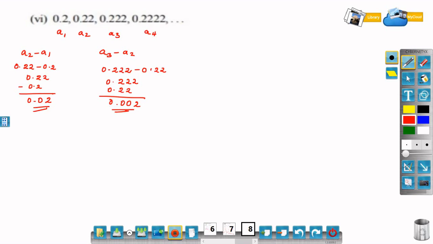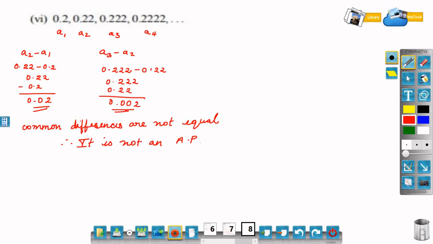The first two common differences are not equal, so no need of checking the third one. So the common differences are not equal, therefore it is not an AP. If it is not an AP, then no need of finding D and the next three terms. If it is an AP, then you have to find them.